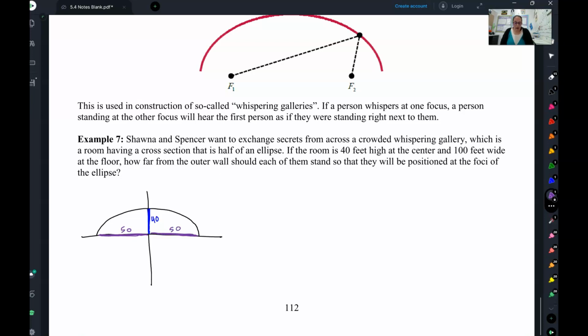And it's asking how far from the outer wall should each of them stand so that they'll be positioned at the foci. So we want to figure out where these foci should be so that they should stand there and they can hear each other. So let's list everything we need to know.